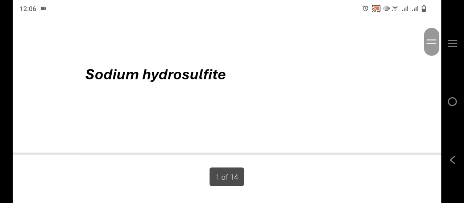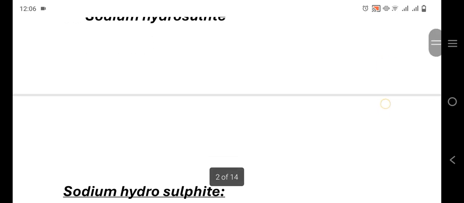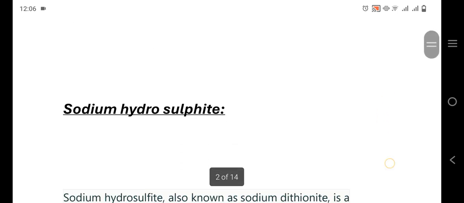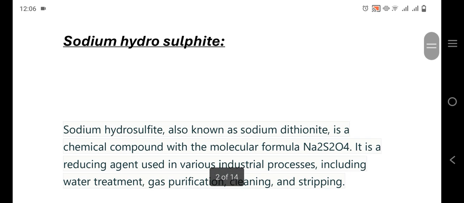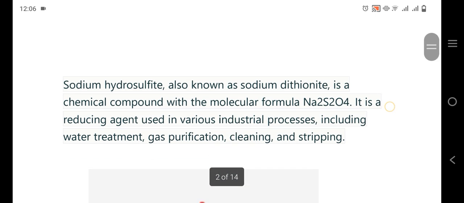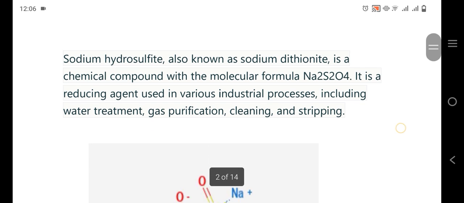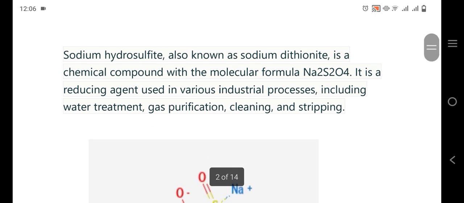Today I am going to discuss the topic of sodium hydrosulfide. So what's the chemistry of sodium hydrosulfide? Another name for sodium hydrosulfide is sodium dithionite. It is a chemical compound with the molecular formula Na2S2O4. It is a reducing agent used in various industrial processes, including water treatment, gas purification, cleaning, and stripping.